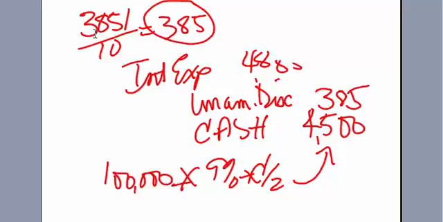So what we need to point out here is this cash will always be the contract rate. Always, always, always. It's going to be principal times rate times time.